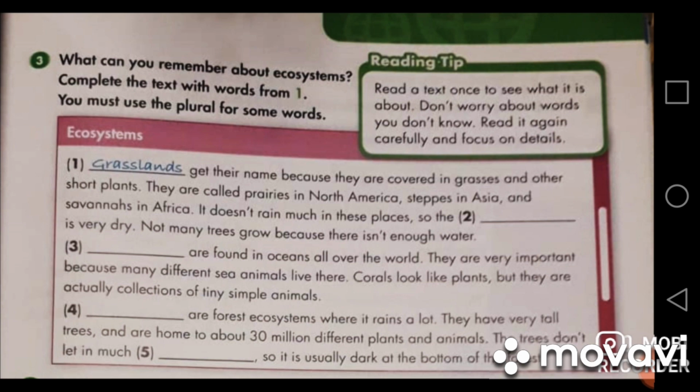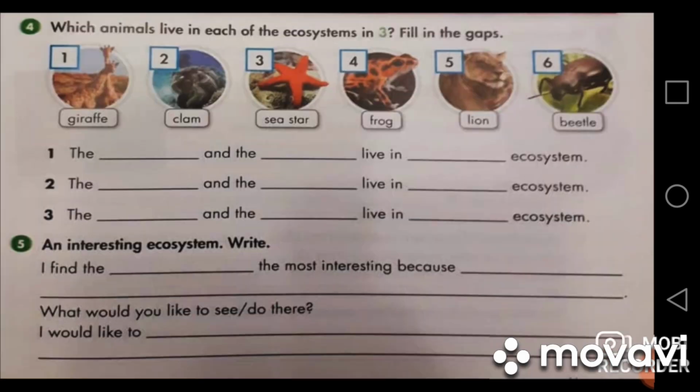After solving question number 3, we will solve question number 4. In question number 4, you can see some animals are given here. And you have to tell in which ecosystem these animals are found. We have to fill the gaps with the names of these animals and with the name of the ecosystem they are found in. Let's start solving it.